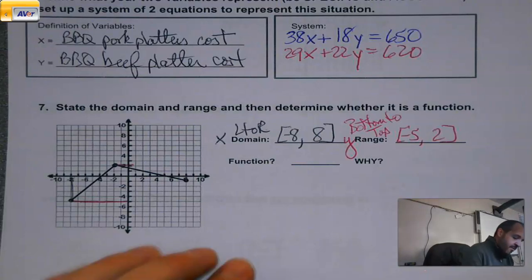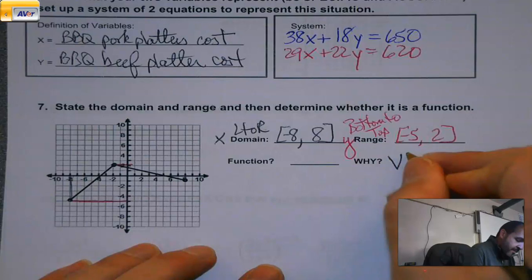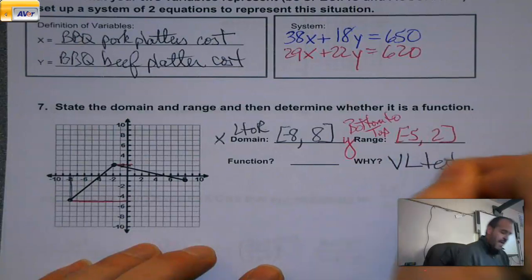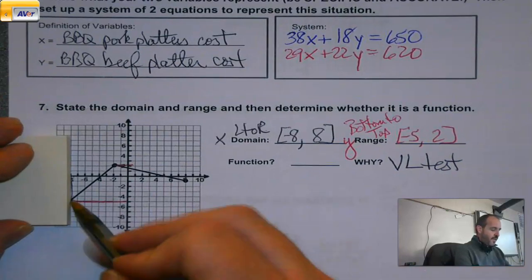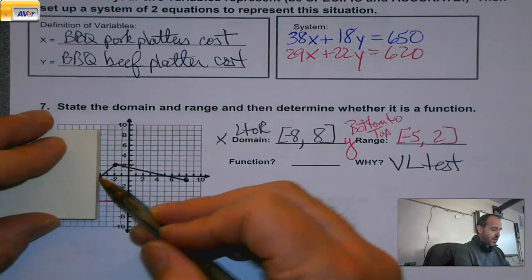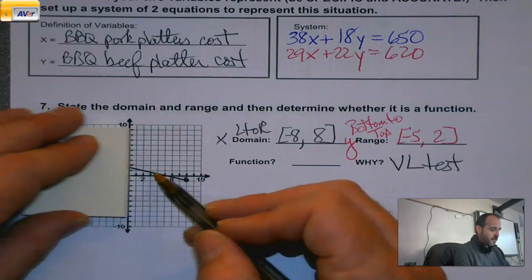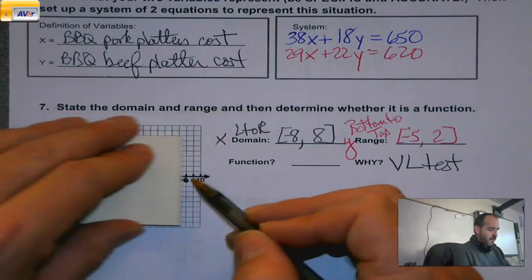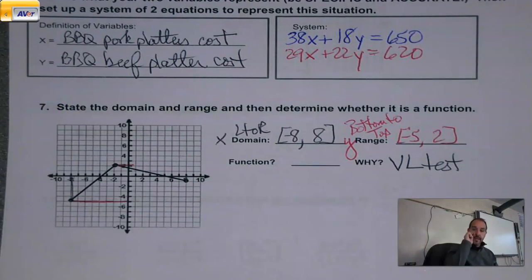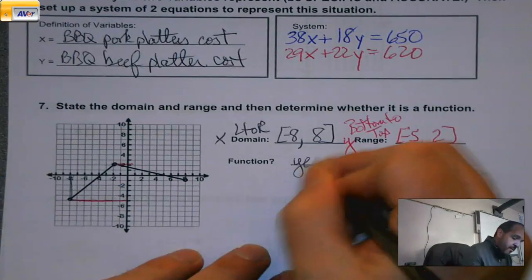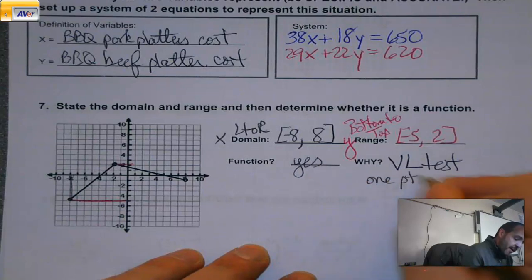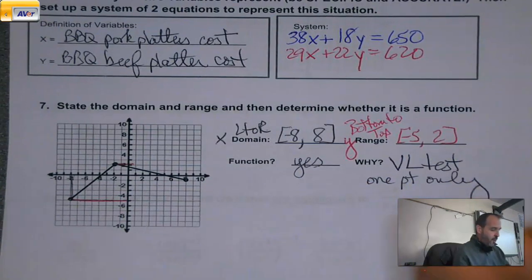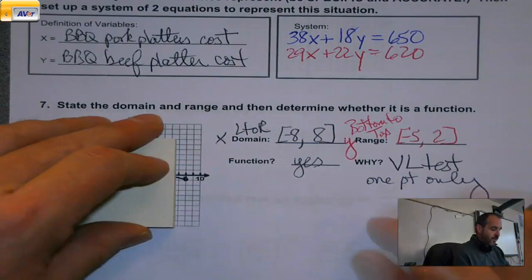Okay. The vertical line test. Remember, we go through and we see if it's only crossing at any point. It's just crossing one point in here. And if it's only crossing one point, then it's a function. Line test: one point only. No matter where I go, there's only one point that's going through.